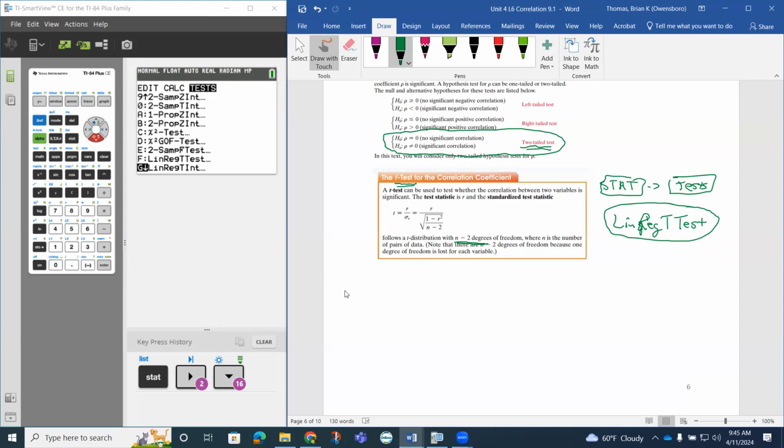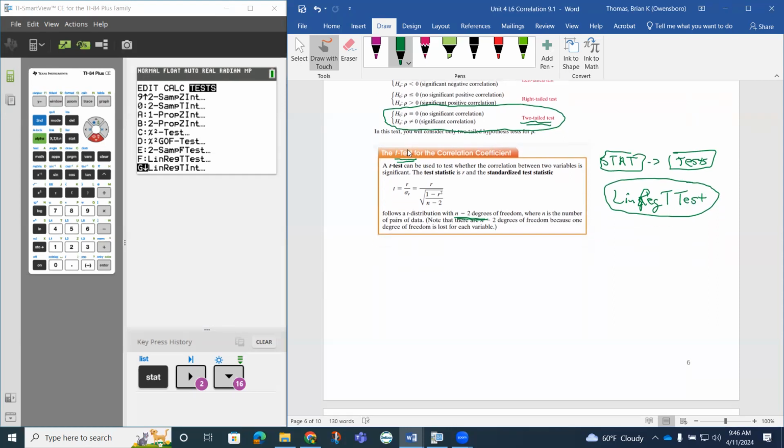Okay. So these are some things we want to pick up on. To do a hypothesis test, we're going to use rho as our population correlation coefficient, and we're going to be using a two-tailed test. So rho is going to be not equal to 0 in that situation.